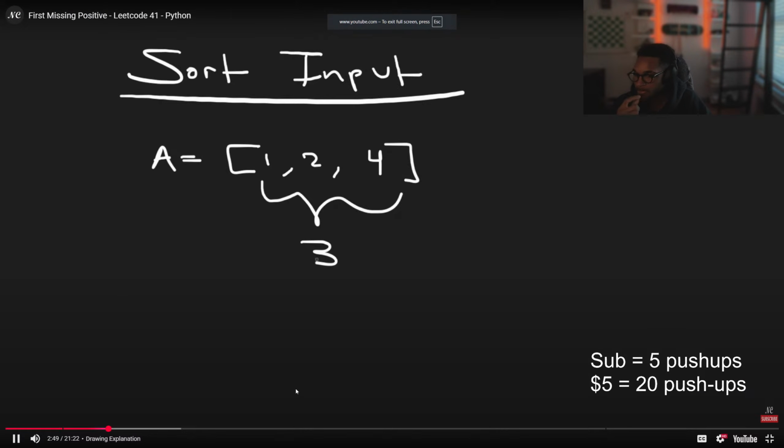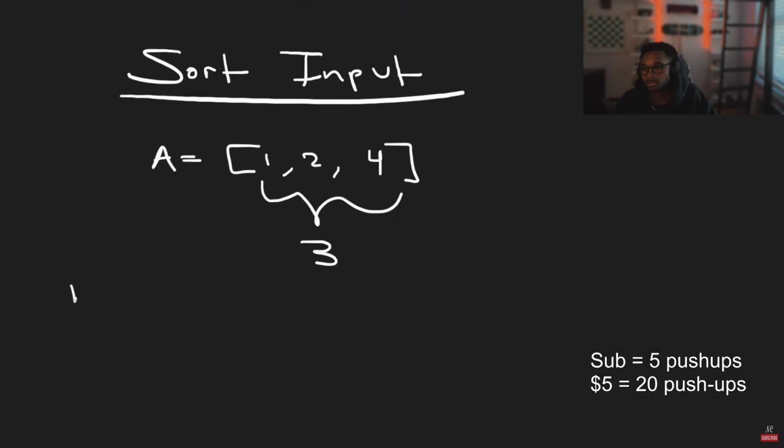Array is 3, right? So that means in the worst case, the smallest missing positive integer, the largest it could possibly be, is going to be 4. Why is that? Why is it going to be 4 in the worst case? Well, take a look at this.